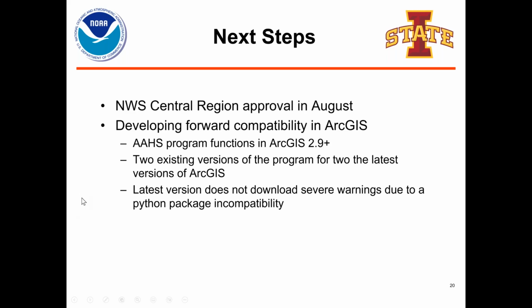And as of right now, the latest version doesn't download severe thunderstorm warnings because there was a Python package incompatibility that we were hoping would get fixed by now. But we'll see what actually ends up happening with it. That's not a major issue at this point.